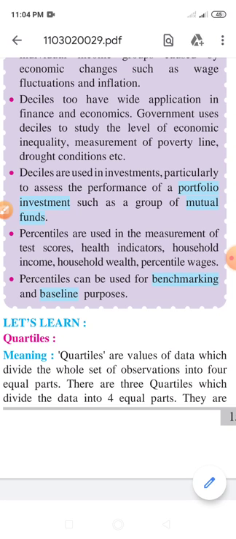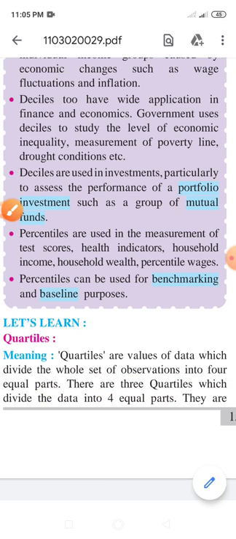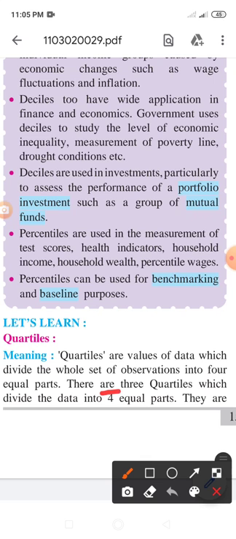Quartiles are values of data, numerical data in terms of numbers, which divide the whole set of observations into four equal parts. There are three quartiles, which divide the given data into four equal parts.